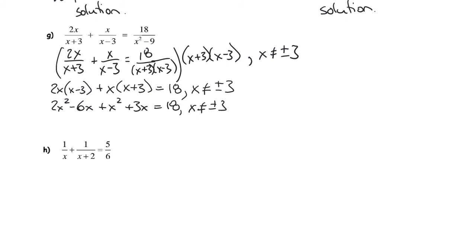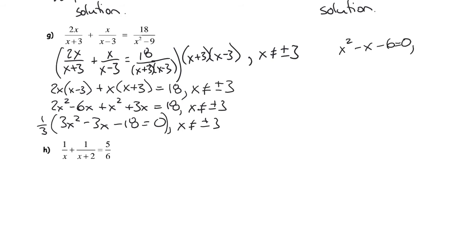Now, I clearly have a quadratic here, so I'm going to group together like terms, and I'm going to bring the 18 over. So I'm going to get 3x squared minus 3x minus 18 is equal to 0. X can't equal plus or minus 3. Now, I like what I'm seeing here. I've got a common factor of 3. So I'm actually going to divide everything through by 3. And I can do that as long as you do it to both sides of the equation. And when I do that, the 3's will cancel. So I'll get x squared minus x minus 6 is equal to 0. And again, x still cannot equal plus or minus 3.